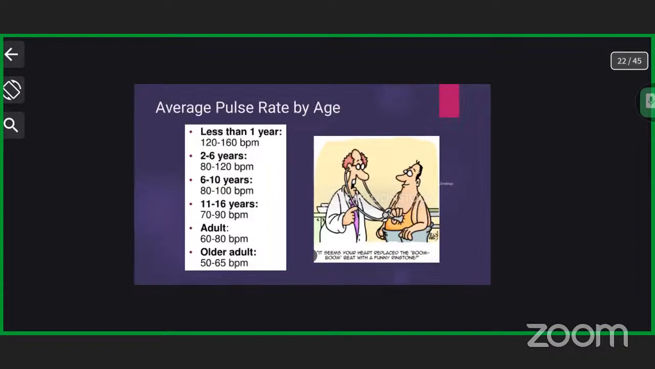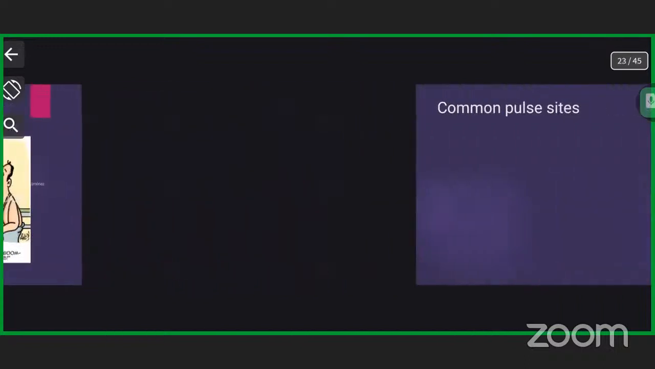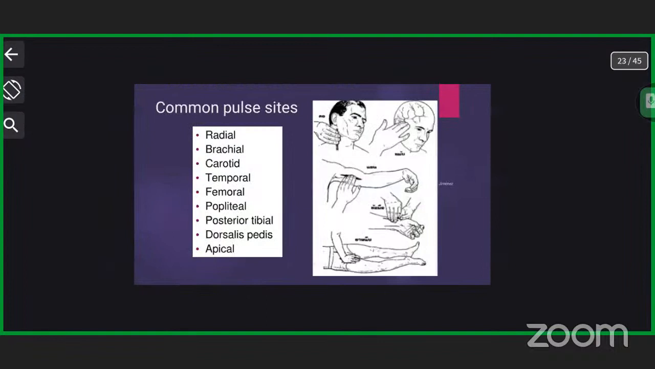Just as an extra slide for taking vocabulary, we have the different values according to the age for taking account. Don't worry about it. And now the common pulse sites. We have to consider them. That's why anatomical references are very important for us. We all know about it. We have the chance to take it into account.